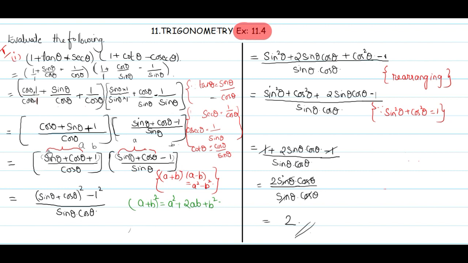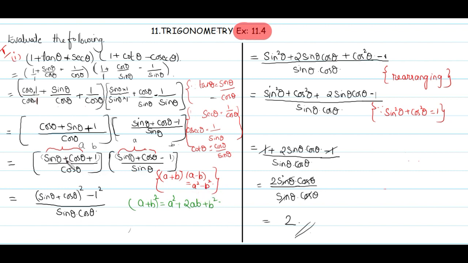Now if you closely observe, it is in the form of a plus b. If you consider this entire sin θ plus cos θ as a and 1 as b, here also if we consider sin θ plus cos θ as a and 1 as b, it is in the form of (a + b)(a − b). Here (a + b)(a − b) can be written as a² − b².